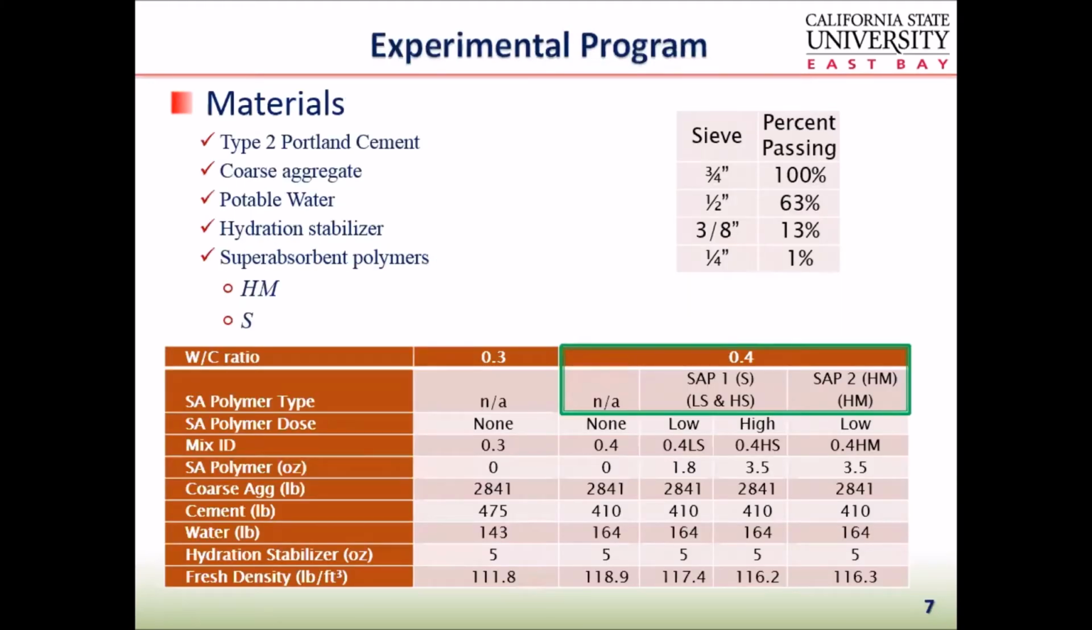Again, our experimental program is summarized in the slide. Basically, you can see pretty much conventional materials that you see in any concrete. Then we have the hydration stabilizer, which is a particular type of admixture. And then we have our superabsorbent polymers. We tried two brands, which we identified as S and SHM.